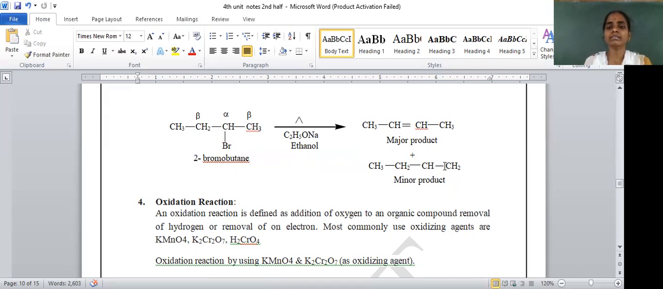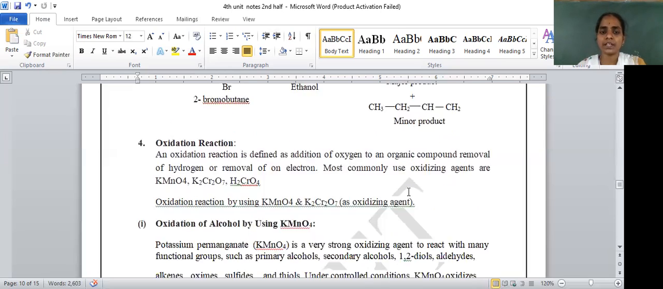And here, where the double bond is forming between the first and second carbon, there are only 2 alpha hydrogens, CH2. So that's why we call it the minor product.